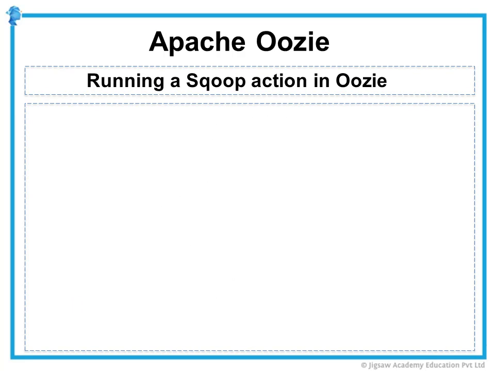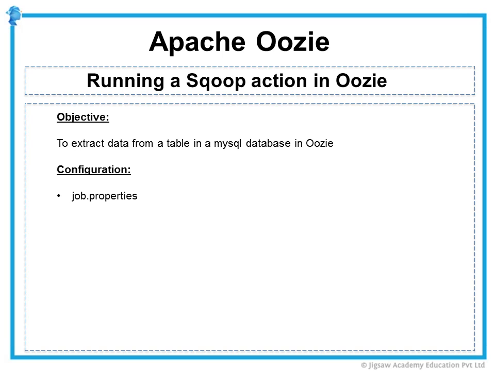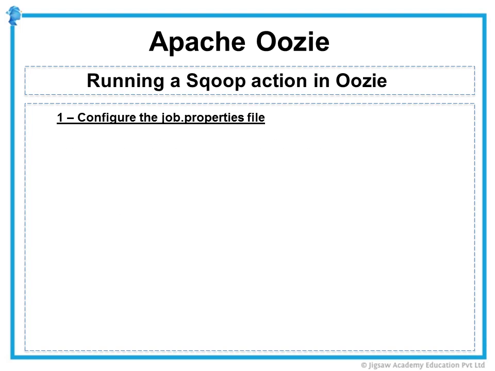So first, let us see how to run a Sqoop action in Oozie. What we'll do is extract data from a MySQL database into HDFS. From the previous video, we know that we need to configure the job.properties file, the workflow XML, and the libraries. First, let us start with configuring the job.properties file.